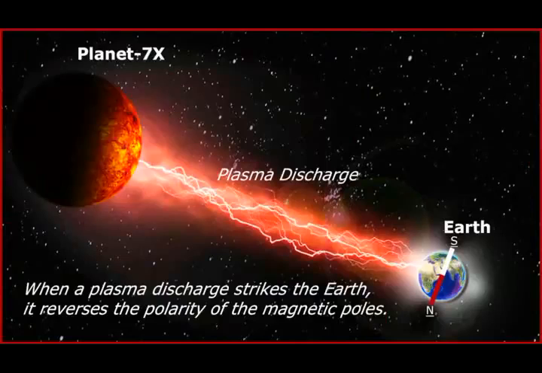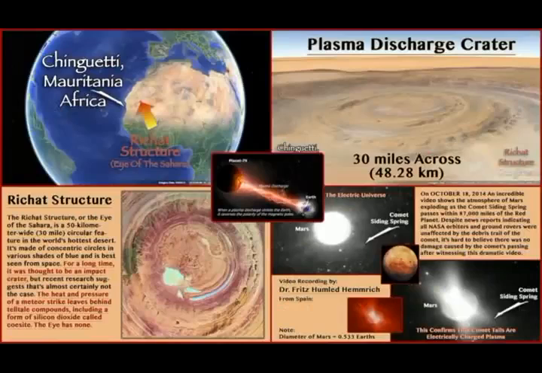When lightning hits a magnet, the magnetic fields reverse. So depending on how many times this planet will hit us with lightning or with the plasma, with a plasma bolt, is the way I would put it, that would determine how many times our magnetic field would switch.